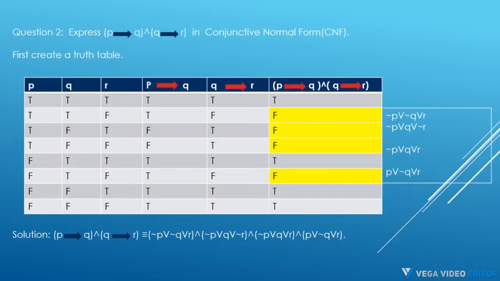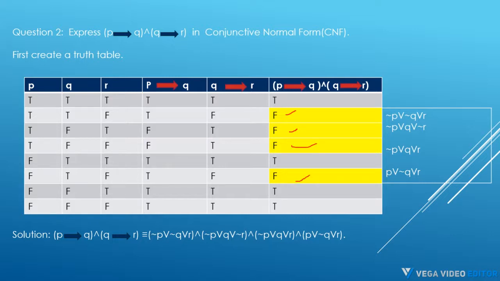Consider the next question. Express P implies Q and Q implies R in conjunctive normal form, CNF. So the first thing you need to do, as we have said earlier, is construct the truth table for the expression. When we are writing a statement in CNF, as you can remember, we consider the rows that have a false value.